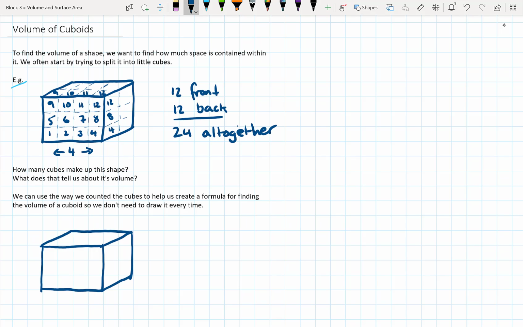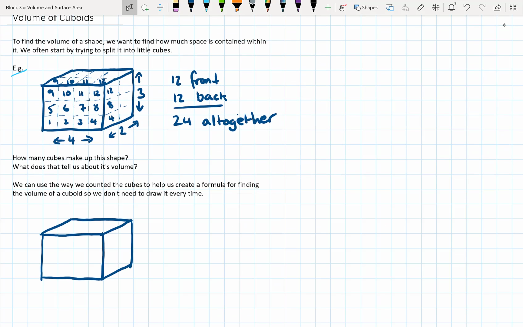So how can we find an easier way? We don't want to have to sit and draw them all out all the time. How can we use this to help us a little bit? Well, there are 4 along the front, but there are 2 going back, and there are 3 stacked up and down. What we should find is that when we multiply all these numbers together, 4 times 2 times 3, we end up getting 24, just like we did a minute ago when we had to count all of the cubes. 4 times 2 is 8, times 3 is 24.